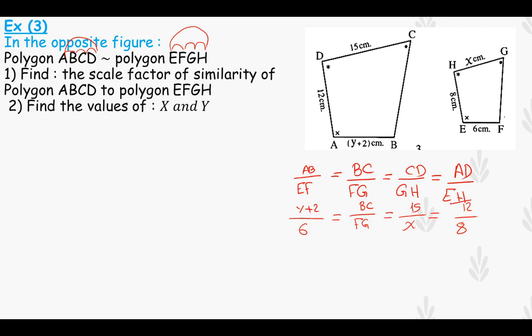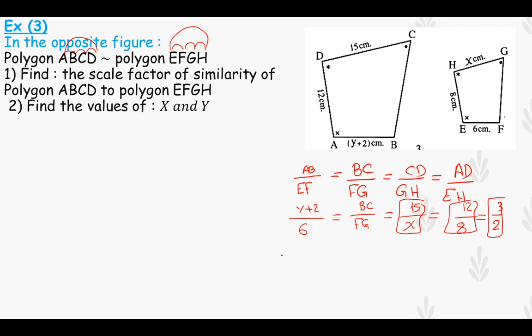Here we have a complete ratio, which is 12 over 8. Put it in the simplest form. Divided by 4 will equal 3. Divided by 4 will equal 2. So the scale factor of similarity is 3 over 2. So now we can find the values of y and x. How are we going to find the values of y and x? Here 15 over x equals 3 over 2.